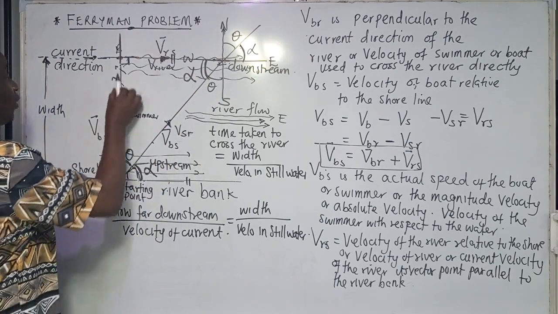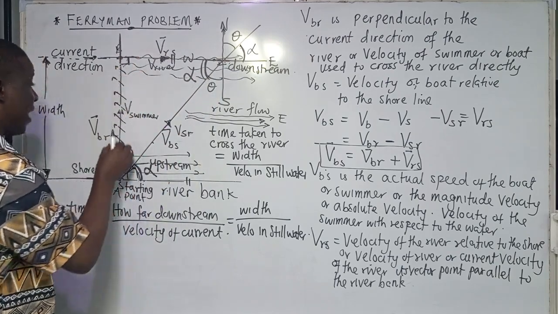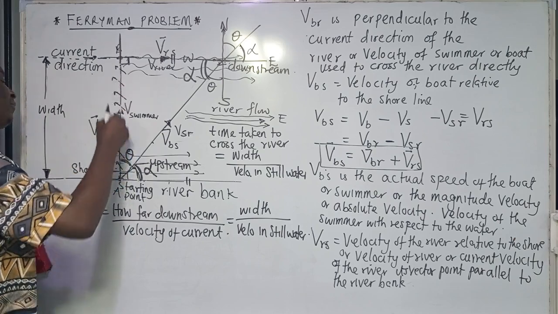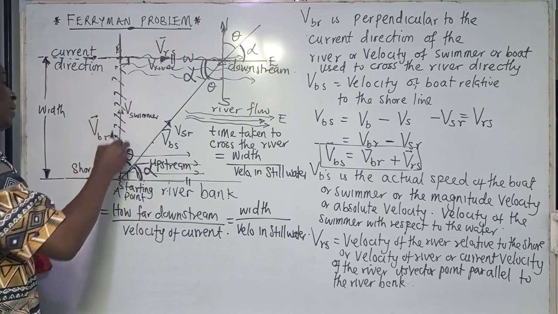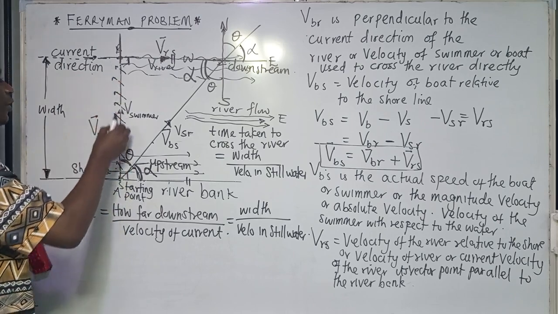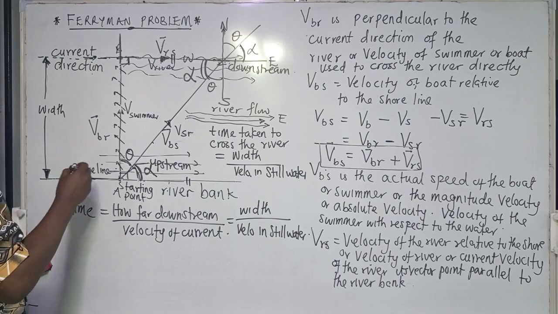Then this one is what? Velocity of the boat related to the river. Velocity in still water. The velocity it will use to cross the river directly. Velocity of the swimmer or the boat related to the river. So it can be any of these things I've mentioned. Just take note of that.